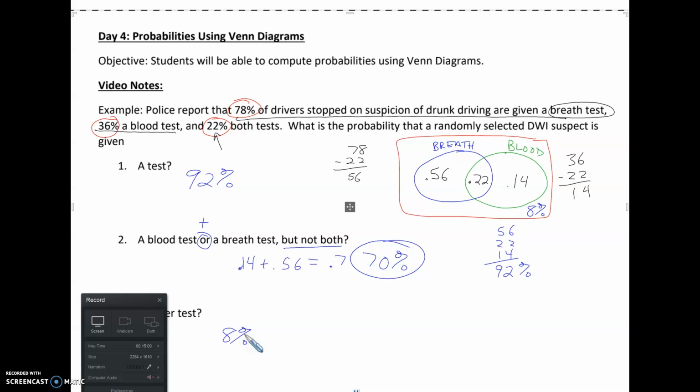Okay, so take a look at the next one in your notes. The next one in your notes is a practice problem. Okay, so do A, B, and C.